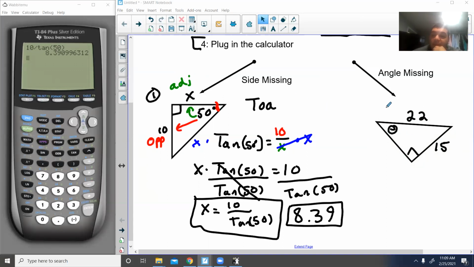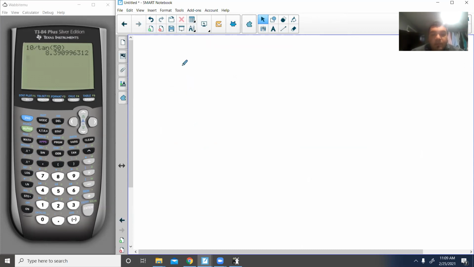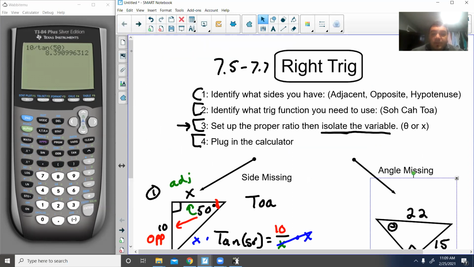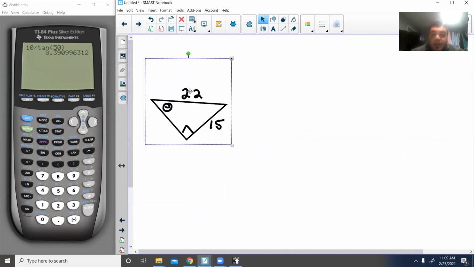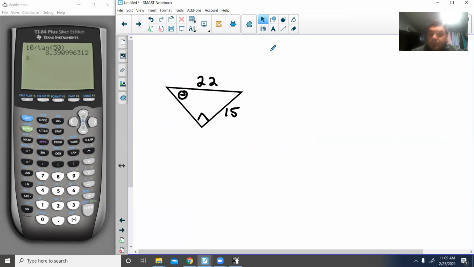All right, we'll do the angles missing. I'll just take this to another page so we have space. Actually, before I move on, anyone still needs this up, please tell me before I move on to the next page. All right, let's go to the next page. Theta, angle 22, 15. This is when the angle's missing.